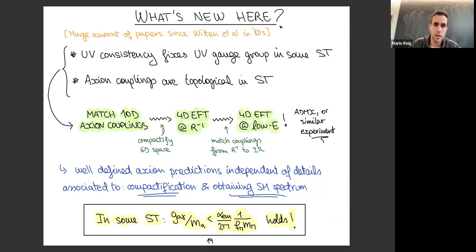Okay, so the idea, in this cartoon, is to match the 10D supergravity axion to the effective Lagrangian at the ADMX scale.